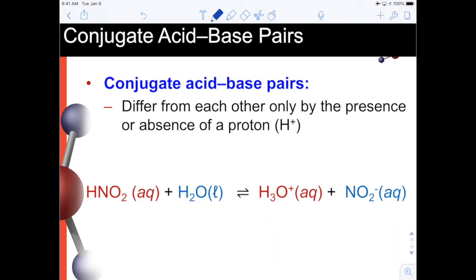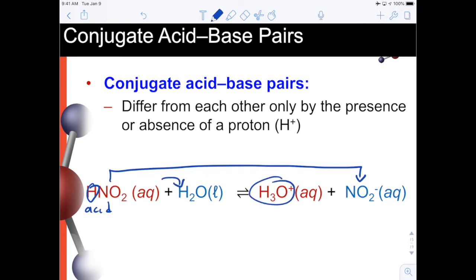Now I want to talk a little bit about conjugate acid-base pairs. This is somewhat obvious in the sense that when an acid reacts, it donates that hydrogen ion, right? And then what's left over is the anion here. So this is the acid here, and the hydrogen has gone to the water here to form H3O+. We call this here the conjugate base. So effectively, this reaction is reversible. This is an equilibrium arrow here.